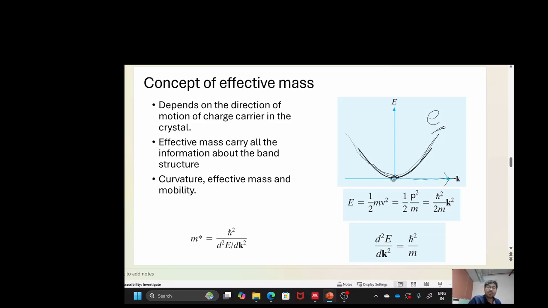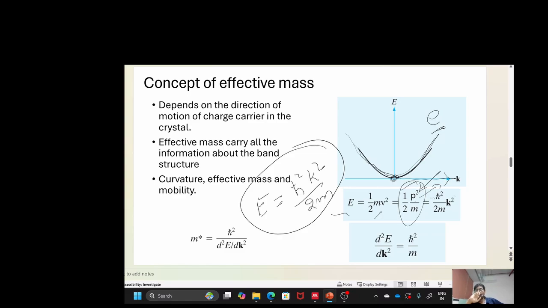The energy associated with the electron is given by E equals half mv square, or by p square by 2m. With the de Broglie wavelength, you convert this p to h cut k. So the energy E, which is nothing but the kinetic energy, is given by h cut square k square by 2m. Now if you double differentiate it, it will be d2E by dk square.